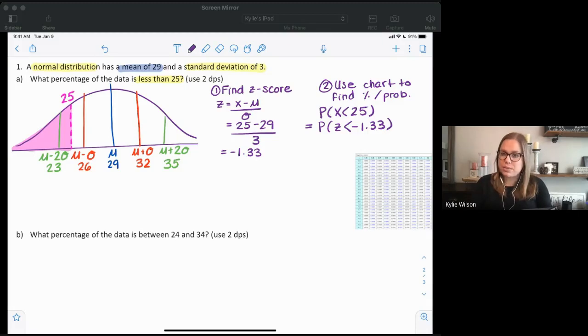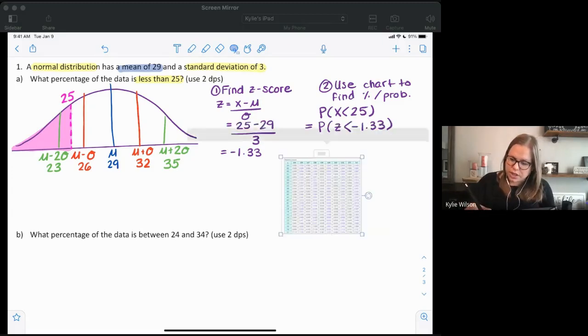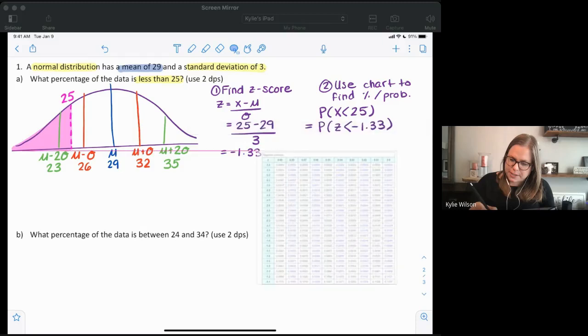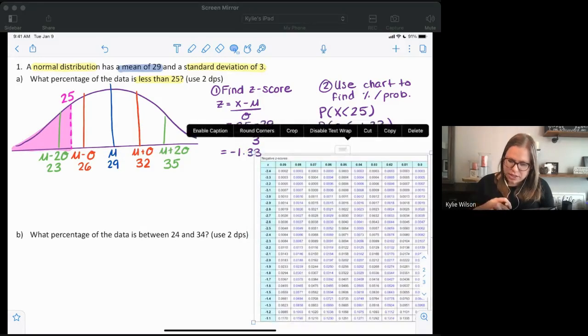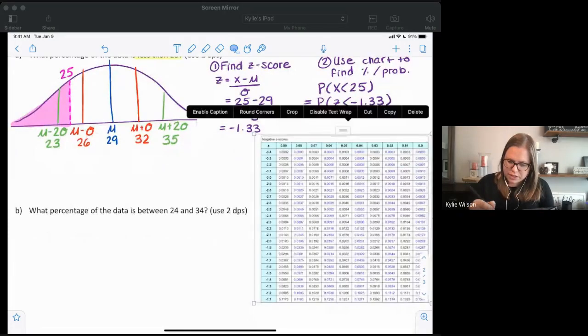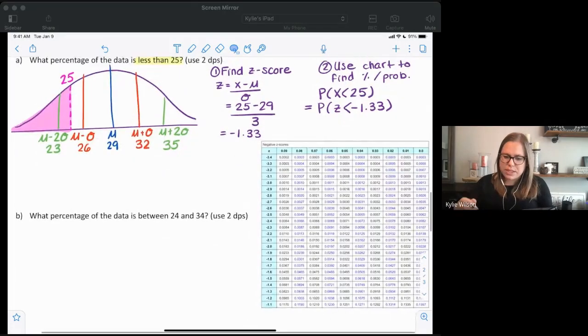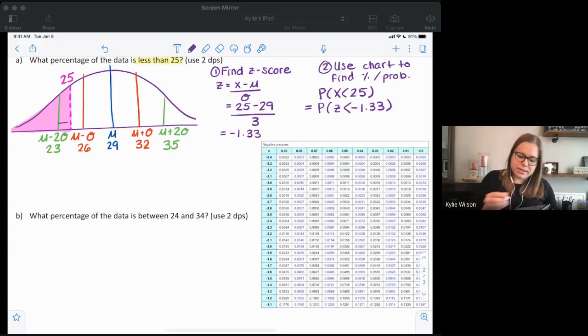That's what this says here. So what we do is we use our z-score chart. And I just have a picture of it right here for us to reference. Now this chart can look a little overwhelming at first, but once we practice with it, we will be absolutely fine. Okay. Now what this chart represents is the percentage of points lower than a given score.